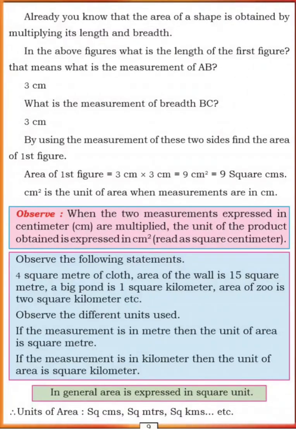Observe the following statements. 4 square meter of cloth, area of the wall is 15 square meter. A big pond is 1 square kilometer. Area of zoo is 2 square kilometer, etc. Observe the different units used. If the measurement is in meter, then the unit of area is square meter. If the measurement is in kilometer, then the unit of area is square kilometer. In general, area is expressed in square units. Therefore, units of area are square centimeters, square meters, square kilometers, and so on.